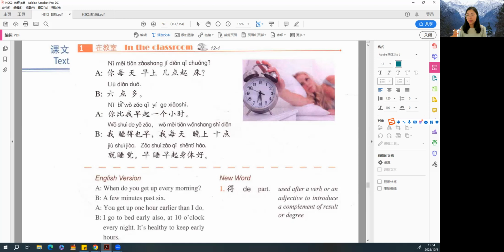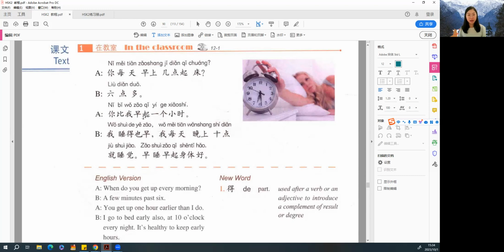So this is 6点多. And then A said, 你比我早起1个小时。早起, which is wake up early. 你比我早. Actually here, 你比我早 already indicates the main meaning of the sentence is, oh, you're earlier than me. Then we are going to fill in with more details. Earlier, what's earlier? Wake up earlier.